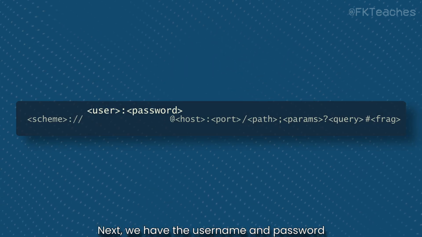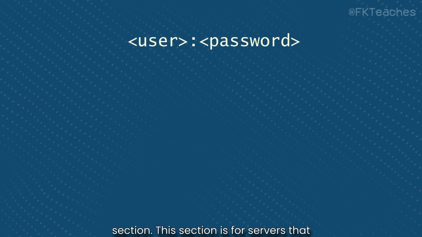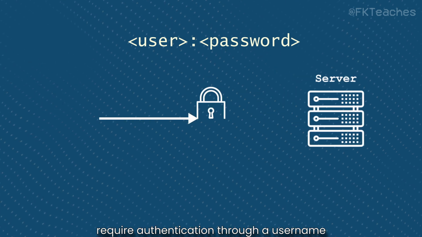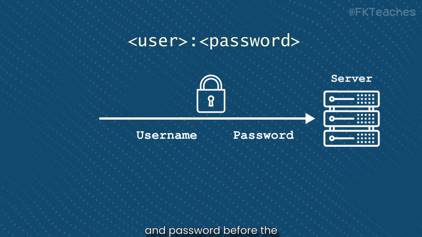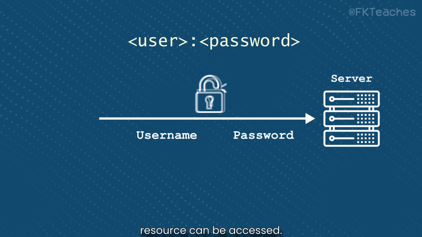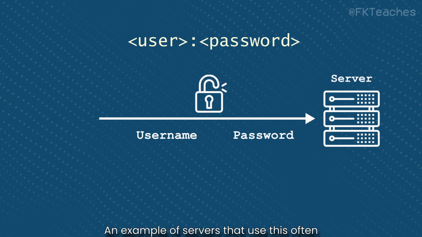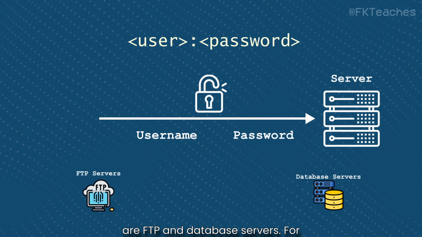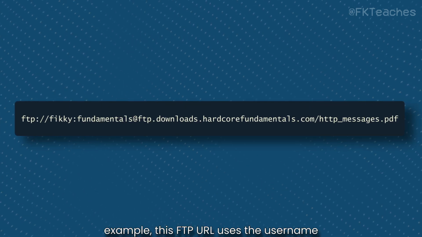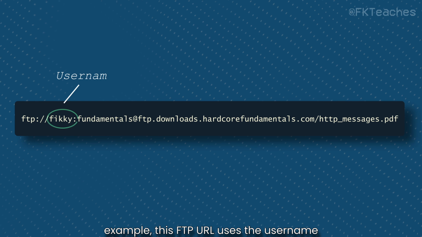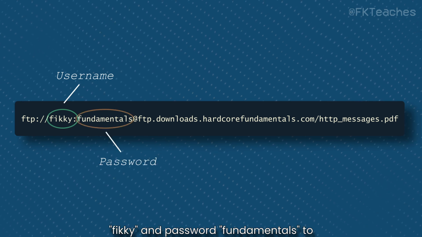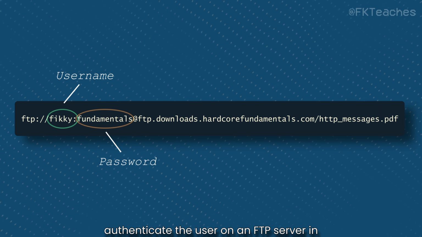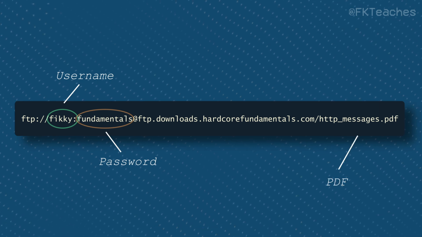Next, we have the username and password section. This section is for servers that require authentication through a username and password before the resource can be accessed. An example of servers that use this often are FTP and database servers. For example, this FTP URL uses the username Fiki and password fundamentals to authenticate the user on an FTP server in order to access the PDF.